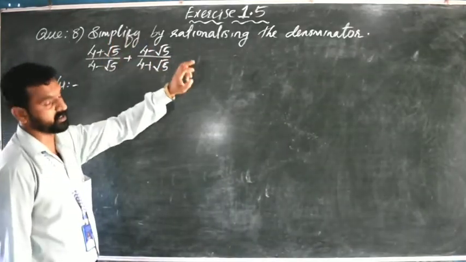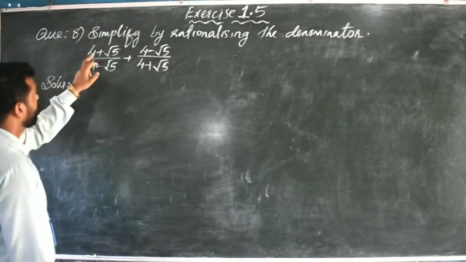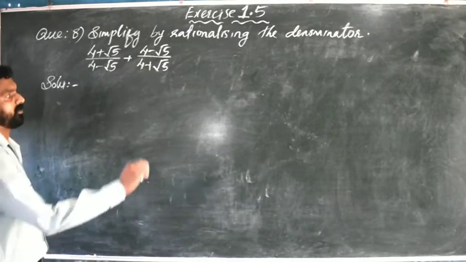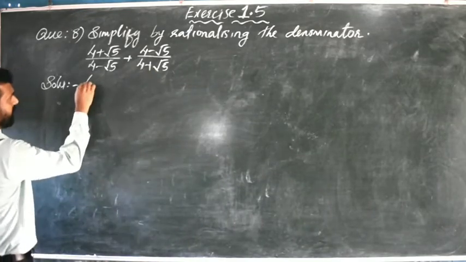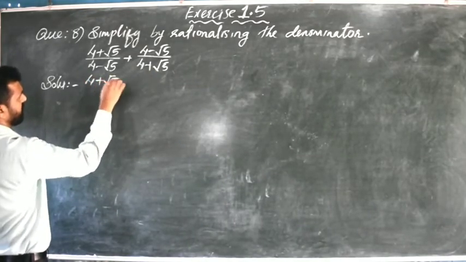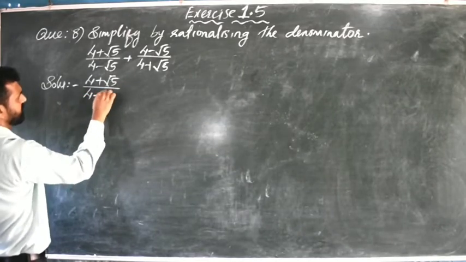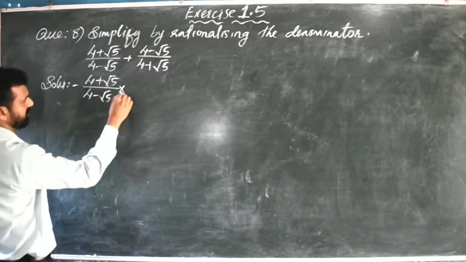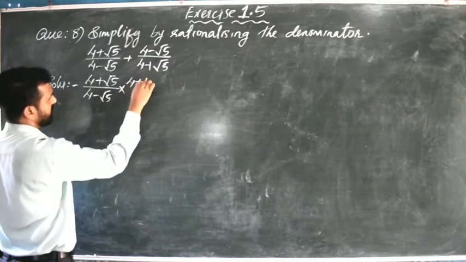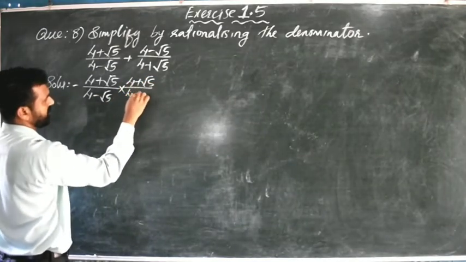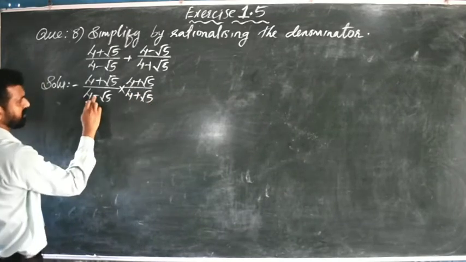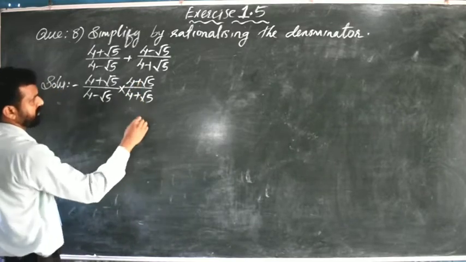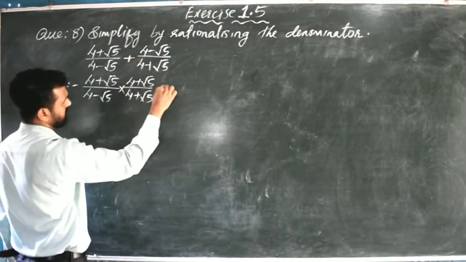Okay, now let's see question number 8. Simplify by rationalizing the denominator: 4 plus root 5 divided by 4 minus root 5 plus 4 minus root 5 divided by 4 plus root 5. Take 4 plus root 5 divided by 4 minus root 5 into, here for rationalizing this denominator, we have to multiply numerator and denominator by 4 plus root 5, because the denominator is 4 minus root 5. So we will multiply numerator and denominator by 4 plus root 5. After that, the sign is plus.